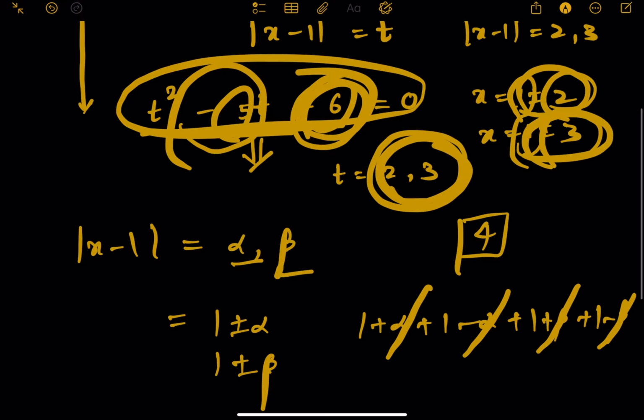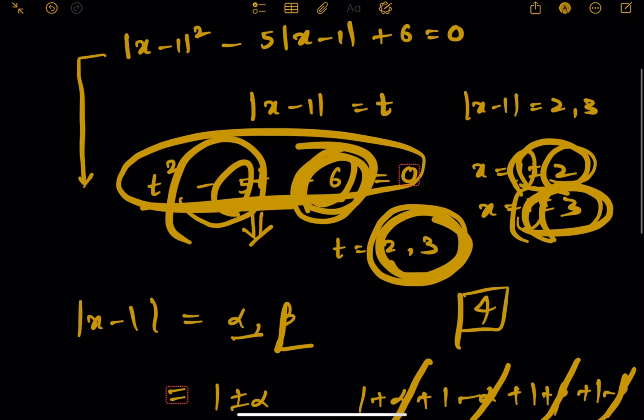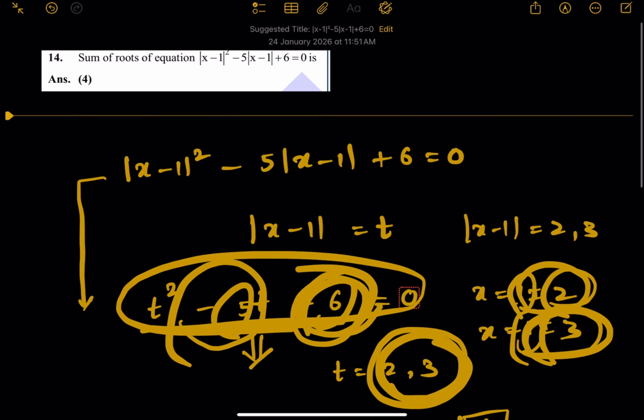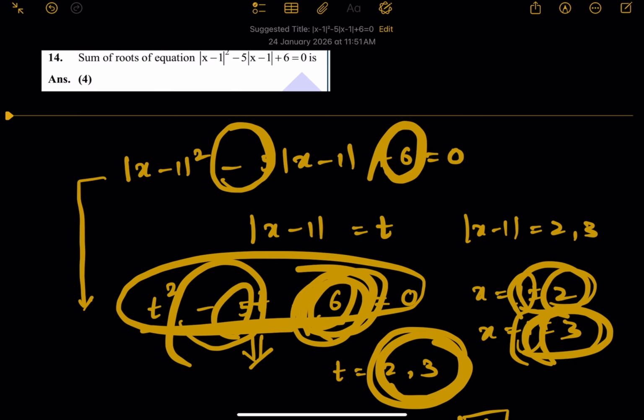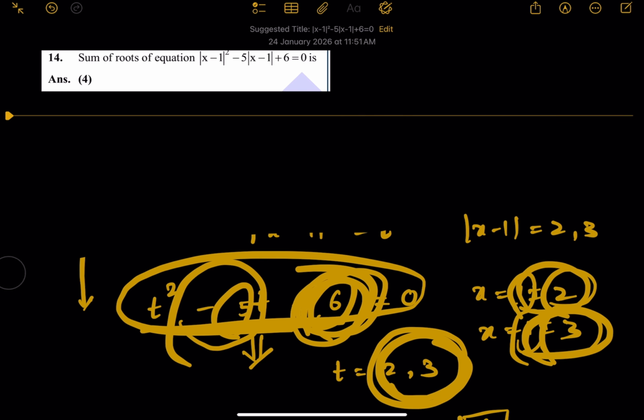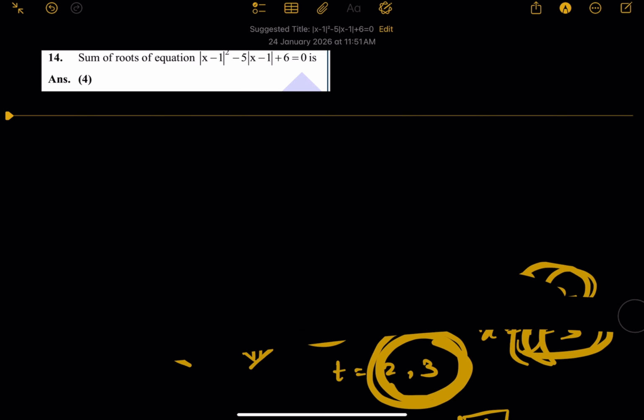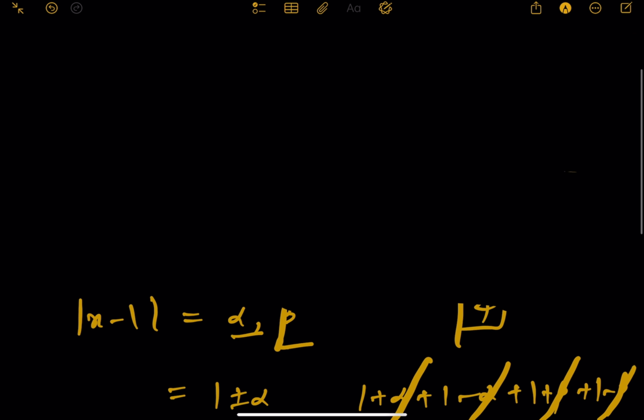So these things will get cancelled and your answer will be 4. This holds good as long as the product of the roots is positive and the sum of the roots is also positive. All right, you don't have to solve this question. You can just look at the question and write the answer as 4.